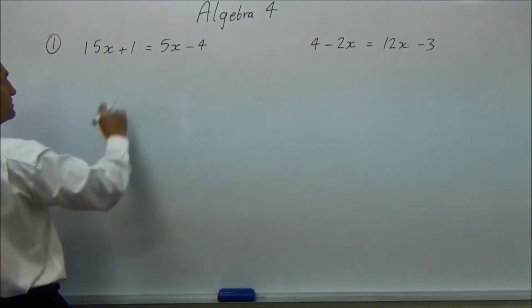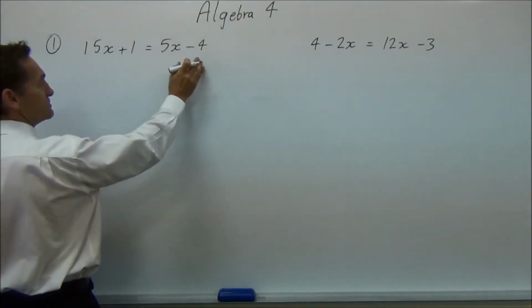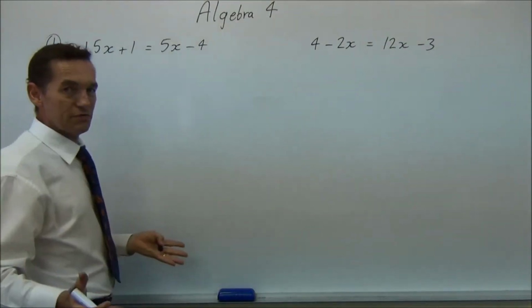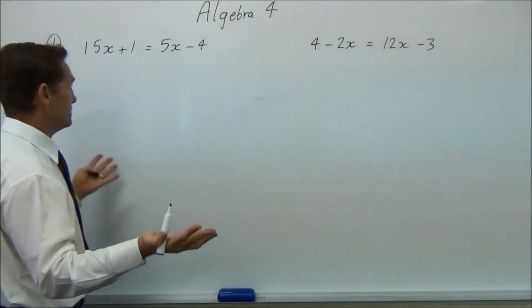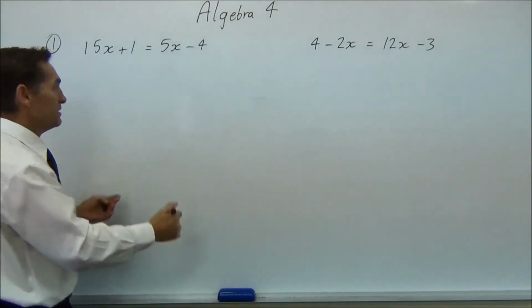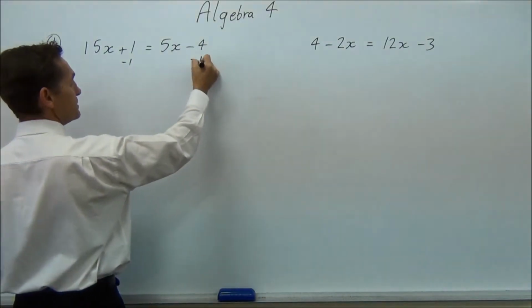That's not part of the question, that's just a 1. So 15x plus 1 equals 5x minus 4. It really doesn't matter what you get rid of first. Typically you get rid of a number, but it really doesn't matter. I'm going to do these in 2 different ways so you can see how the answers go. So I'm going to subtract 1 here and subtract 1 here.